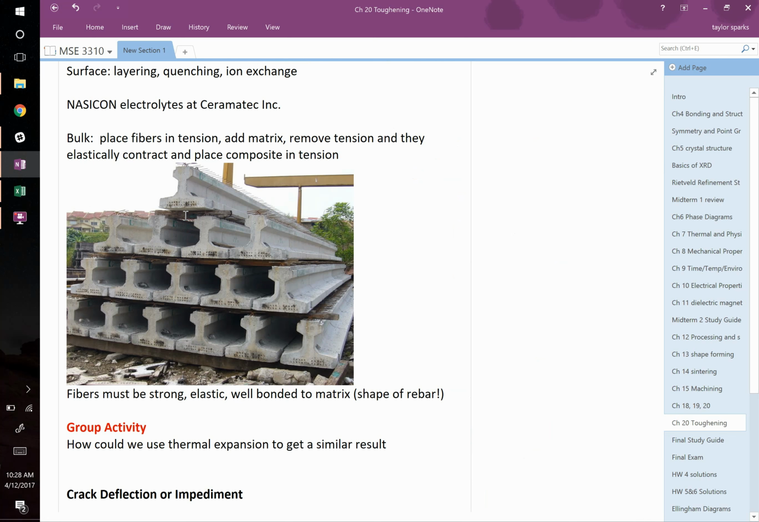How could you do this with temperature? How could you do this with thermal expansion to get the exact same result? So turn to a neighbor and discuss this. This will be the last thing we cover. We'll pick up here next time. So discuss with a neighbor. How would you go about getting the same result with temperature?